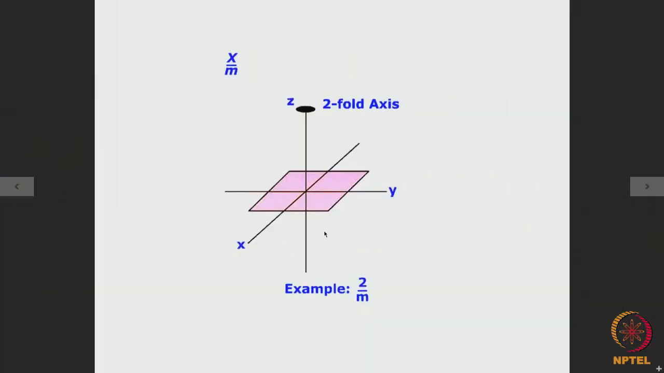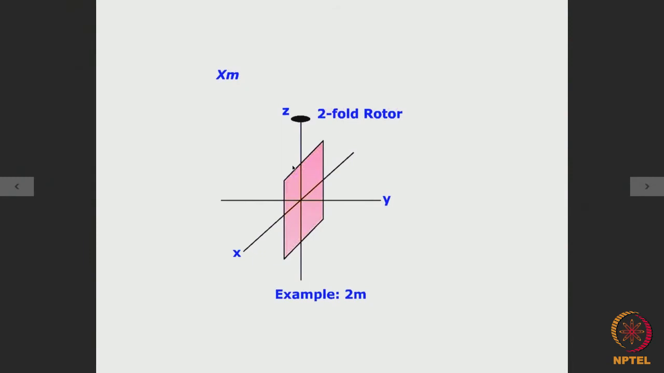Now, when a number is put on top of the letter M as here, it means a rotor with a horizontal mirror perpendicular to the rotor. So, if we write it as 2 by M, it means a twofold rotor with a mirror perpendicular to it. That means it is a horizontal mirror.